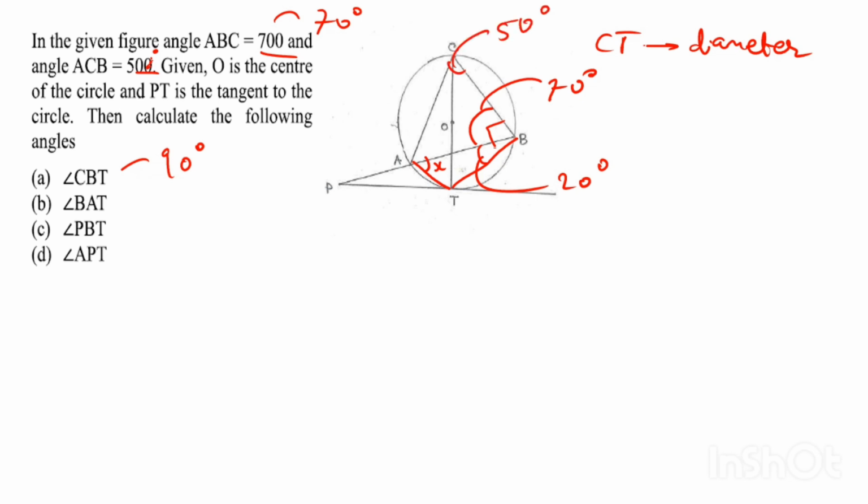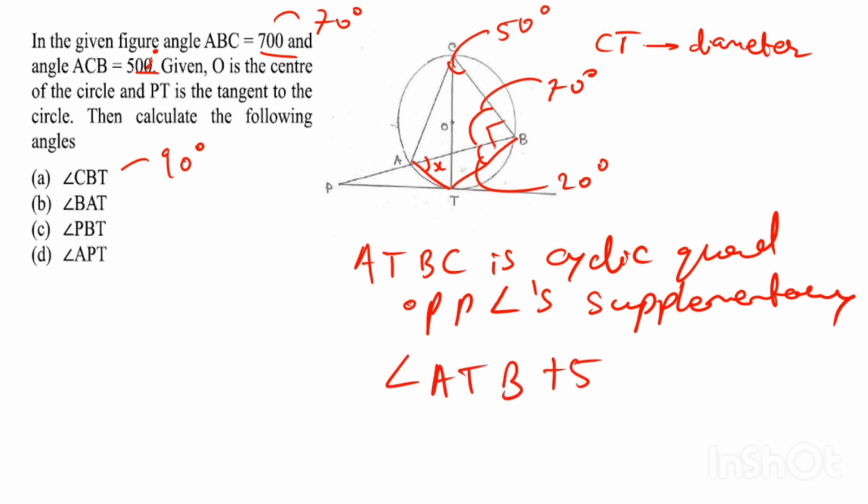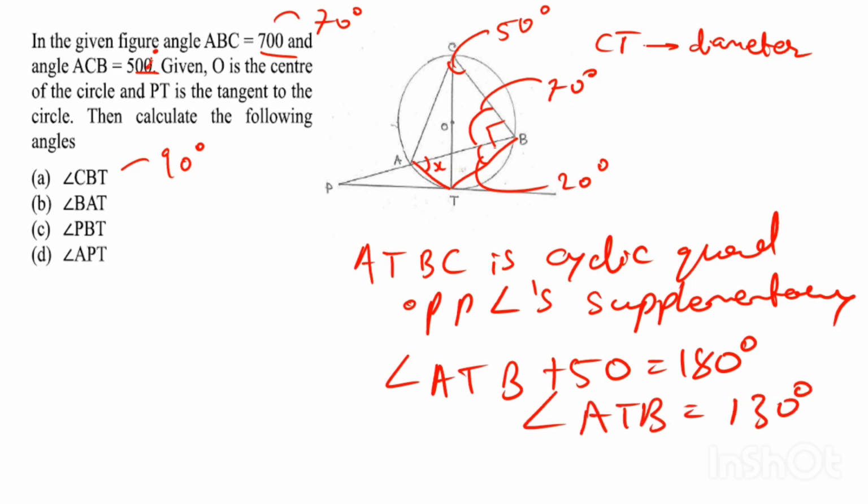Now you can see ATBC is a cyclic quadrilateral. Cyclic quadrilateral means opposite angles are supplementary. Supplementary means what? Opposite angles add up to 180 degrees. So angle ATB plus 50 is equal to 180 degree. So the value of angle ATB equals how much? 130 degree. 130 plus 50 is how much? 180. So it is 130 degree.